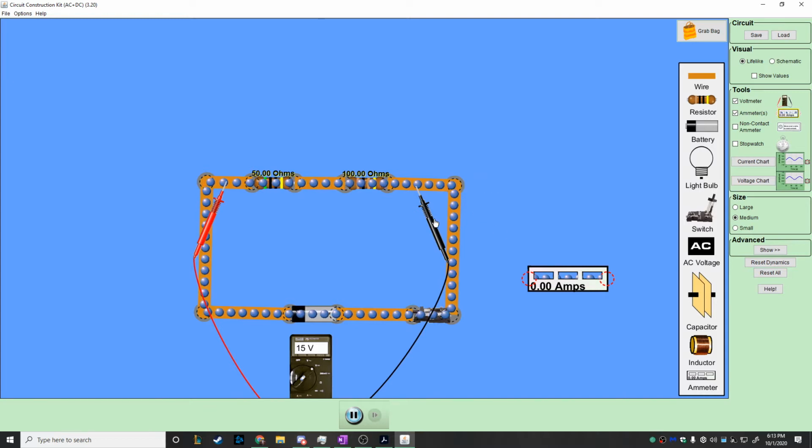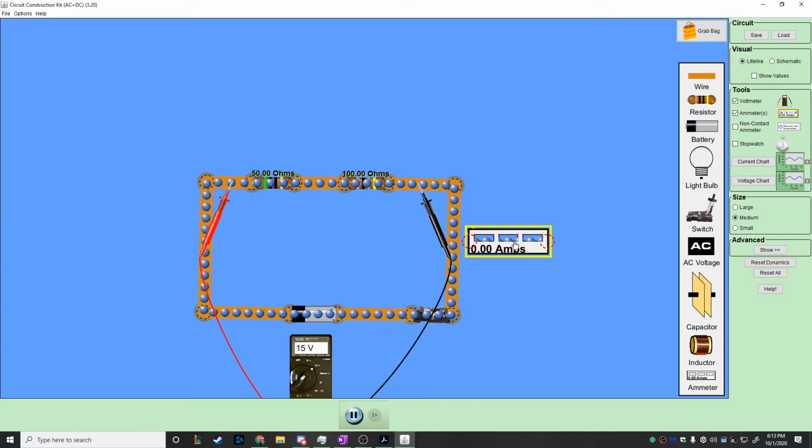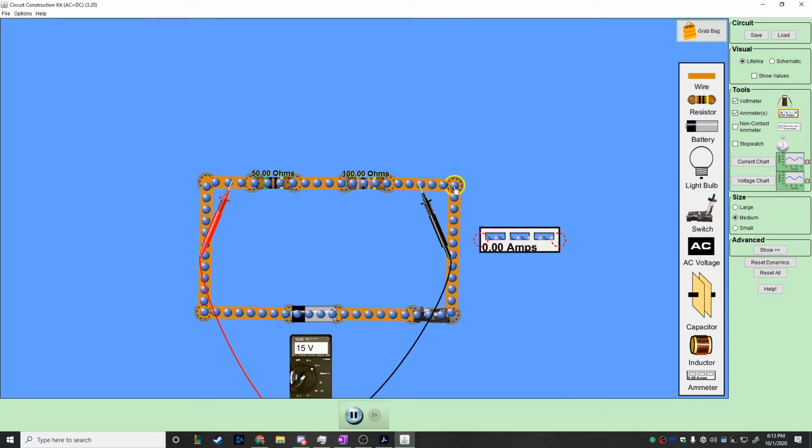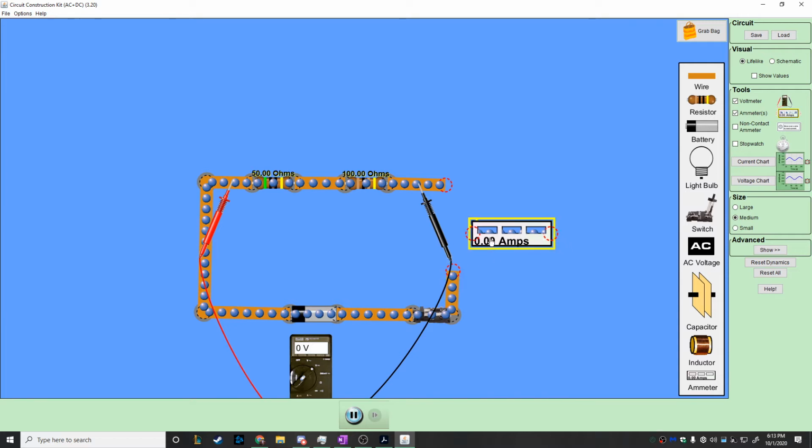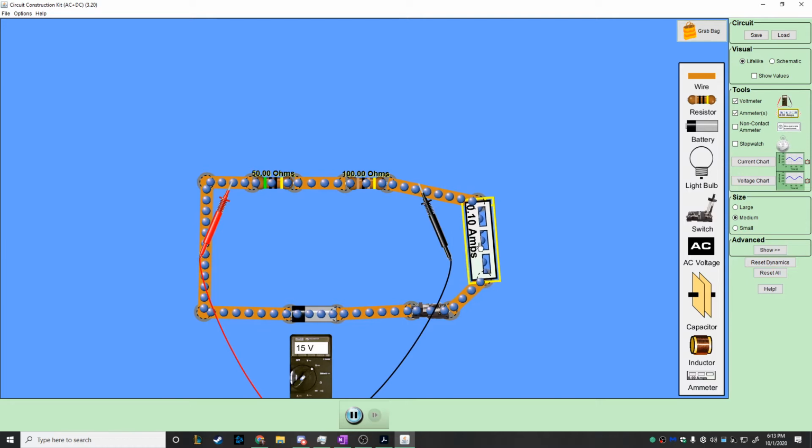Now, the thing about measuring voltage, you need 2 points to measure voltage. You also need 2 points to measure current. But one thing with current is we actually have to put our ammeter into the circuit. That's how real ammeters work. But there you go. You can see that it reads 0.1 amps. Okay, we'll leave this on here.